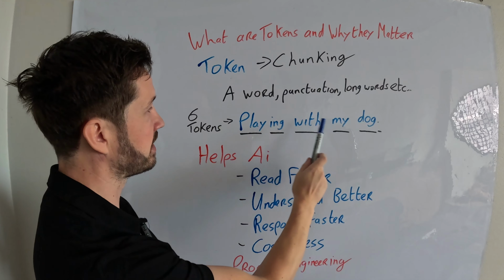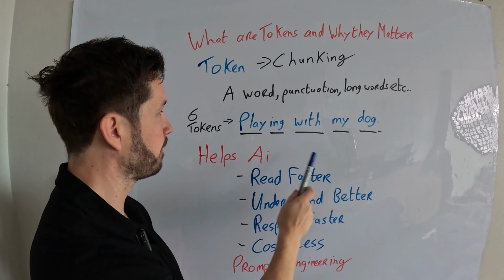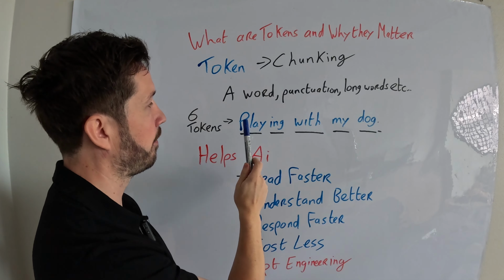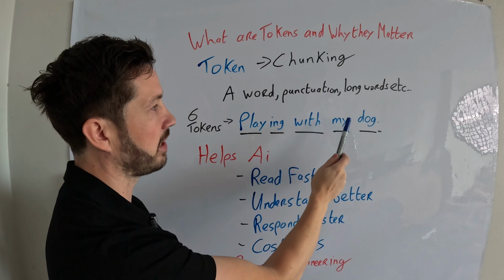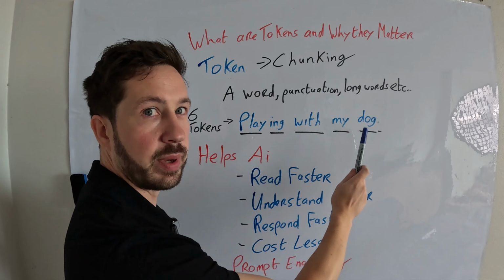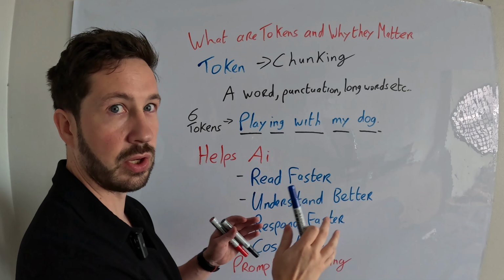So this is "playing with my dog." That's four words, as you can see, but this is actually six tokens, or it should be six tokens. "Playing" could be broken into two different tokens, with "my" and "dog" being one token each. And then the period or full stop will be another token at the end. So that's how tokens are usually broken up.